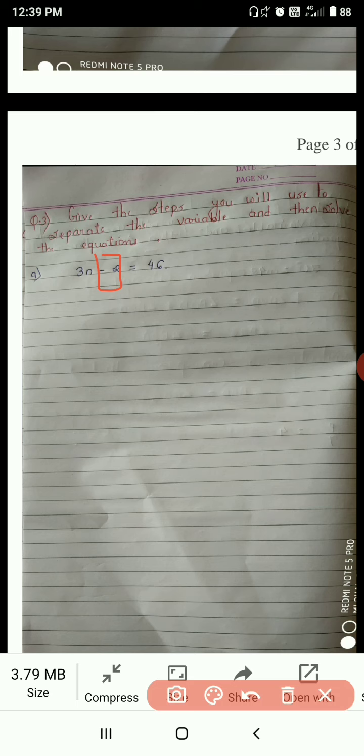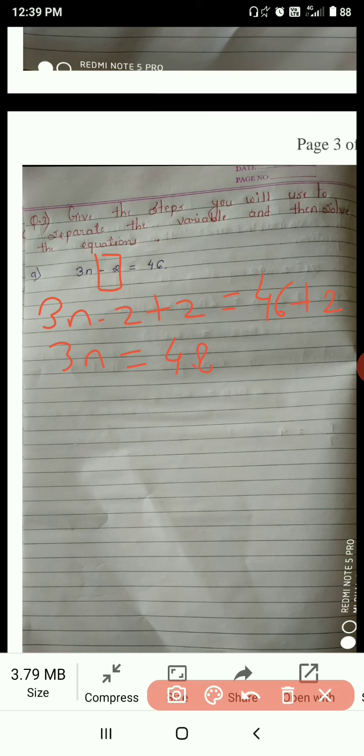Okay, so your step will be add 2 to both sides of an equation. What is your step? Add 2 to both sides of an equation. Then what will you get? 3n minus 2 plus 2 equals 46 plus 2. Then 3n equals 48. Okay, this is your answer.